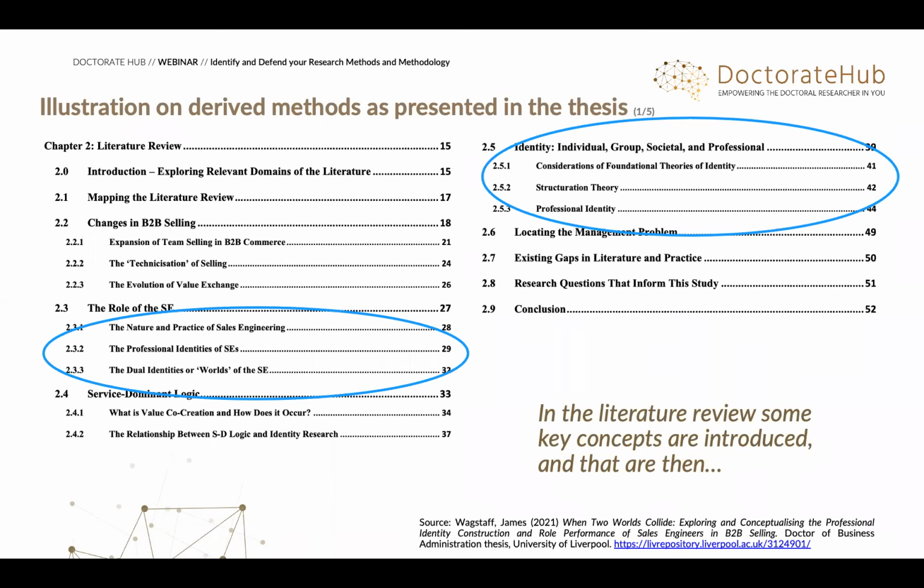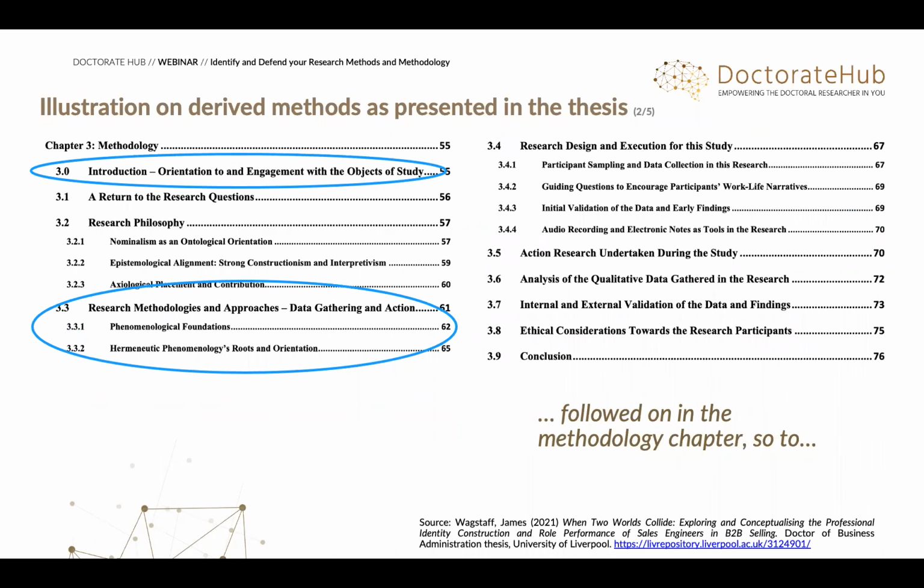And in 2.5, you talk about identity and foundational theories of identity. So there comes a bit of theory in. In 2.3, you have the practical elements, and in 2.5, you handle the theoretical dimension of that. Now, how is that taken further in the methodology chapter? As a matter of fact, 2.5 is taken into 3.0, the introduction part, so as to frame the methodology chapter on a theoretical basis, while 2.3 is taken into 3.3.